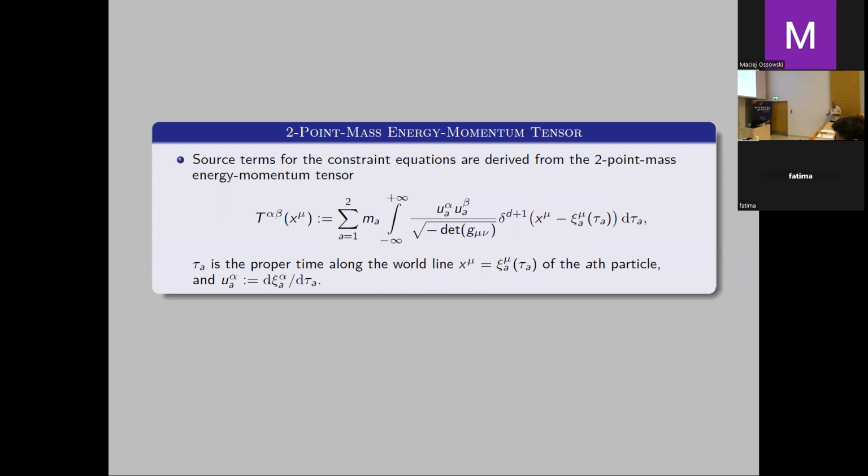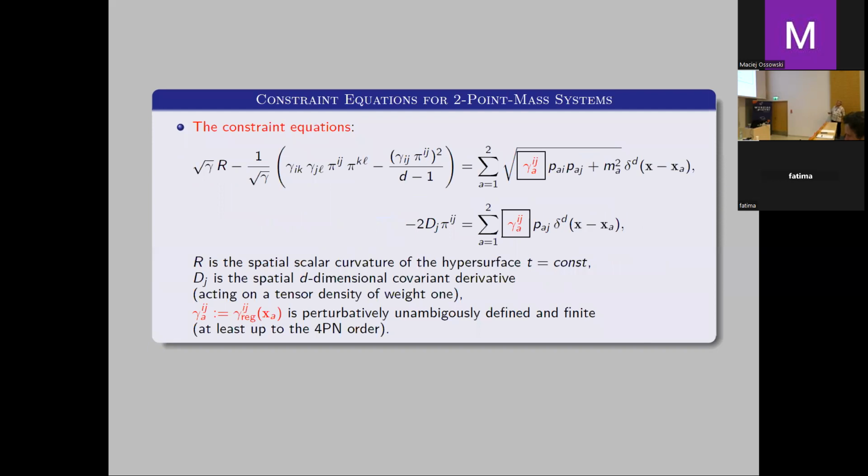And we have the heart of the theory, the constraint equations, written already for a two-body system made of point particles. So we see the d-dimensional Dirac deltas. Yes, and to be precise, R is the spatial curvature of the constant time slices. Dj is the spatial d-dimensional covariant derivative acting on the field momenta, which is not a tensor, but to be precise, a tensor density of weight 1.